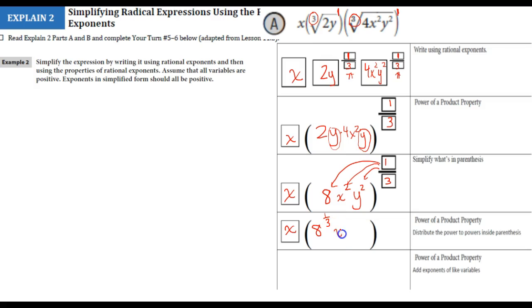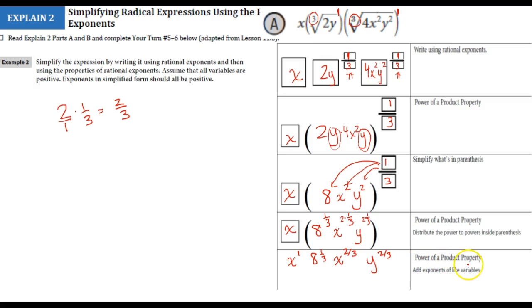That would be x times 2 times 1/3, and y 2 times 1/3. Now if you forgot how to multiply fractions, I'm just going to do that here. 2 times 1/3 would make this into a fraction with a 1 underneath it, and that would be 2 over 3. So I'm left with x to the 1st power, 8 to the 1/3, x to the 2/3, and y to the 2/3.